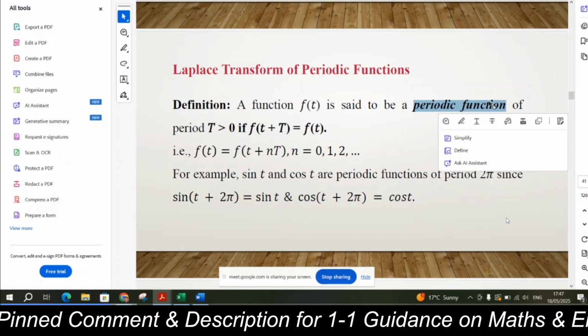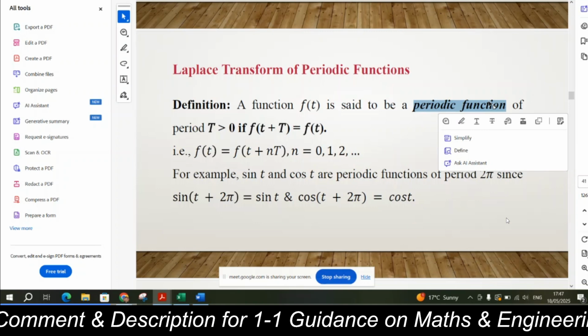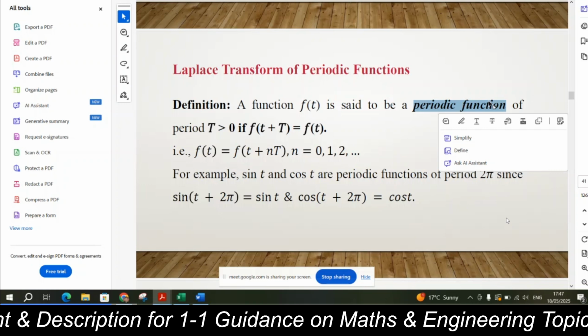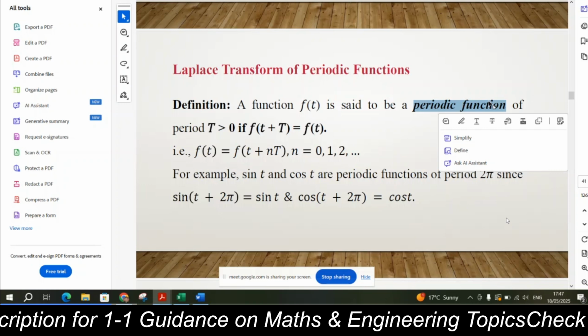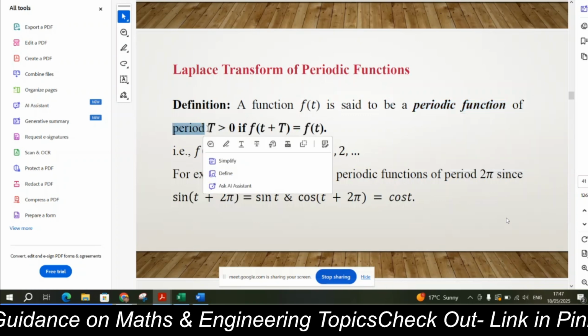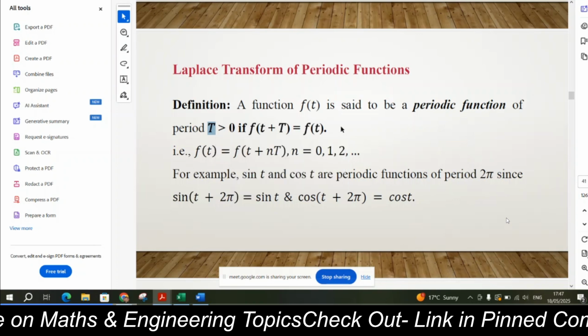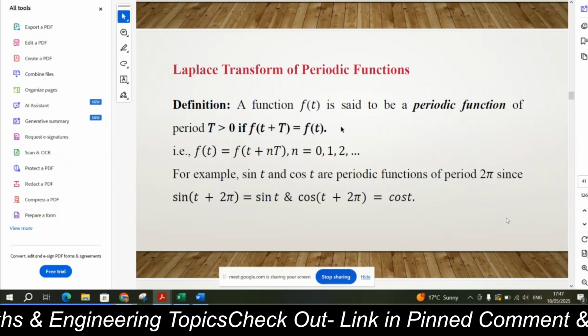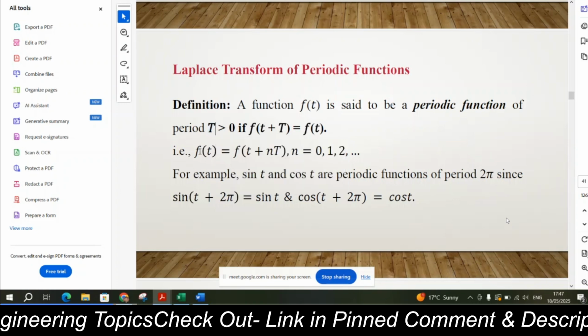Yeah, I understand. As you said, sine function is a periodic function, or any trigonometric function for that matter is a periodic function. It repeats after a certain angle in that case. But when you say period over here, when we say T, it's basically time. Correct. So you understand what a periodic function is.